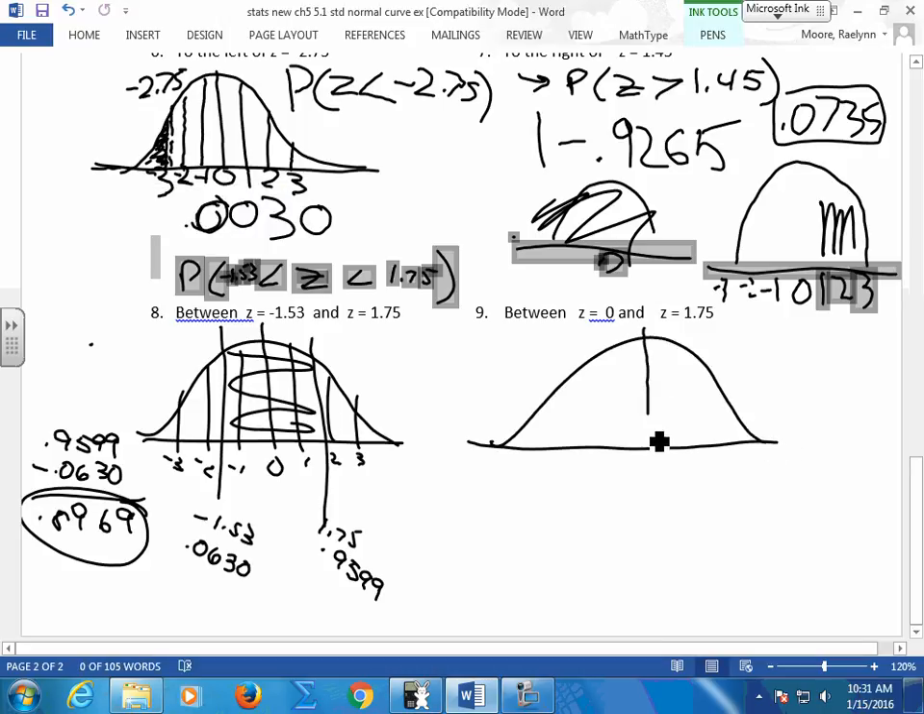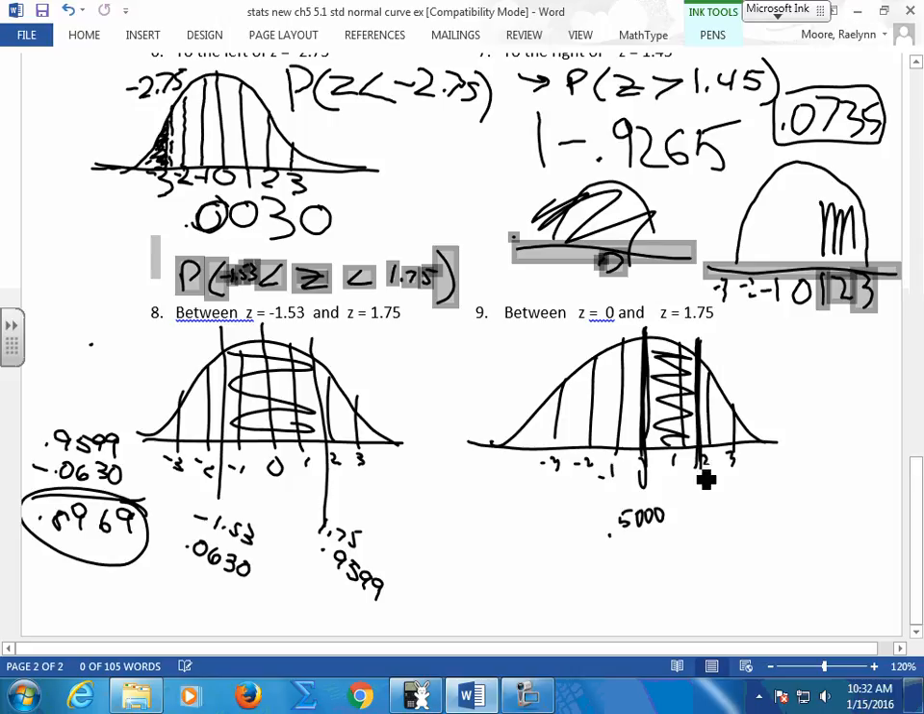Where do I find z equals 0? Where is z equals 0? In the middle. Okay? And 1.75, we just looked that guy up. So I want the guy in between. When I look up the 0, what percentage of my curve is less than 0? 50%, so 0.5. 1.75 we just looked up: 0.9599, and subtract these two. Okay, and there's my answer. And that's a good chunk of your curve. So the probability that z falls between 0 and 1.75.